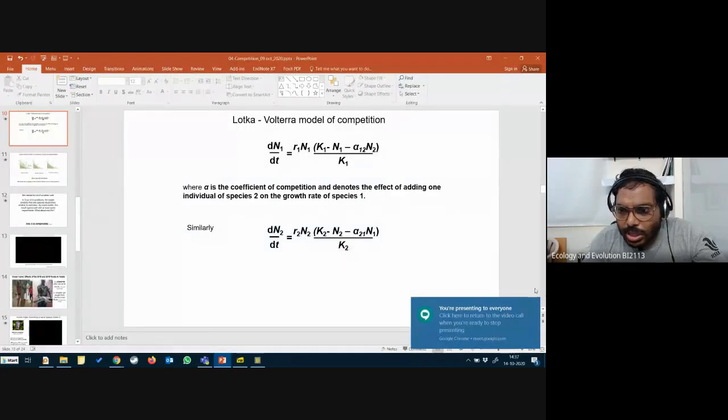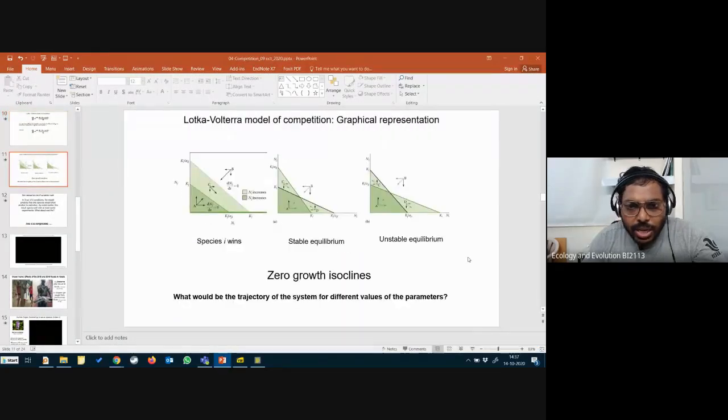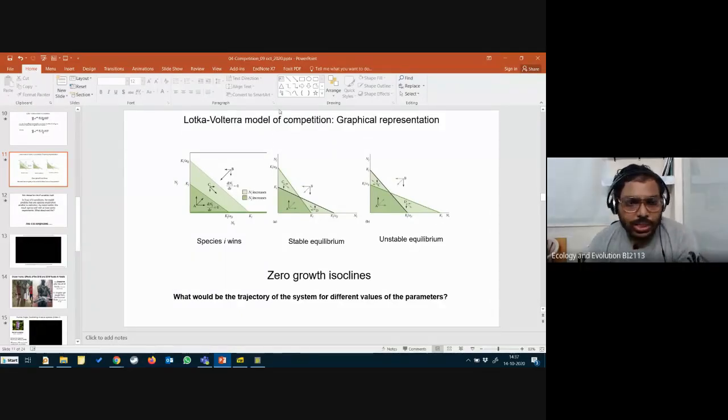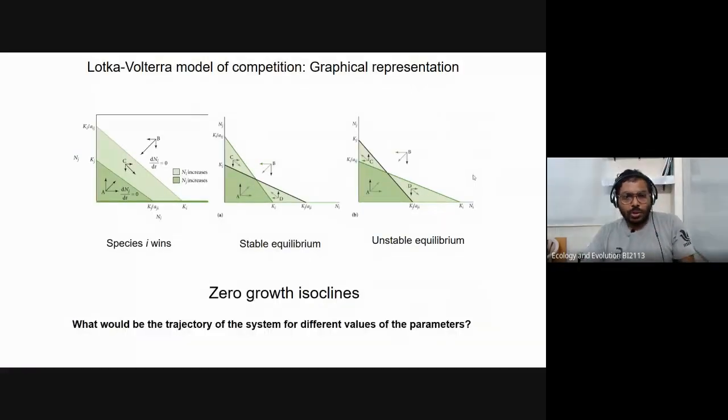So this is the Lotka-Volterra equation, and this is what we discussed. Can you guys see the screen, the PPT? Yes, sir. Okay. So this is the stuff that we ended up getting. Okay. So what would be the trajectory of the system that you guys can figure out from Populus?